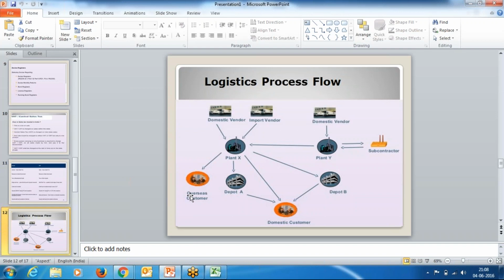Plant, tax, now material depot, and after that it will be transferred to your domestic customer. So the way I told you about the transfer mechanism of depot, the same.